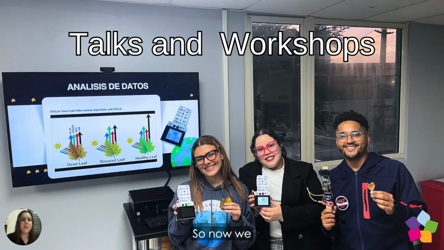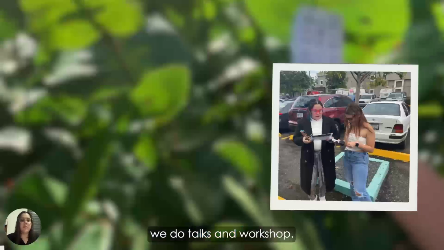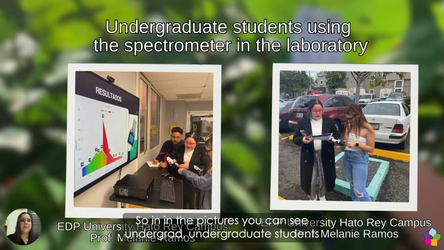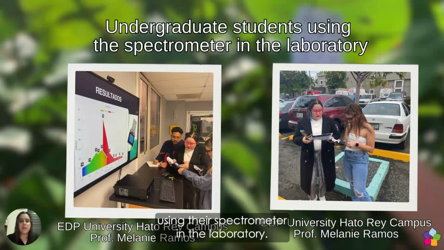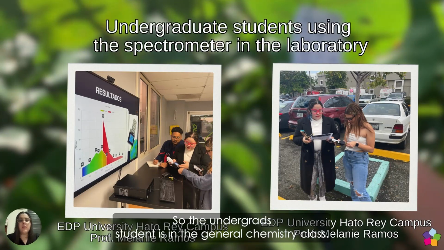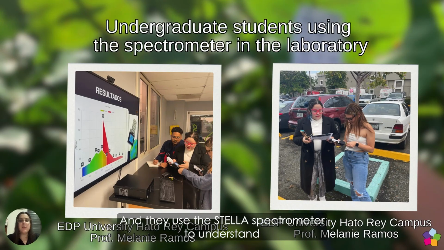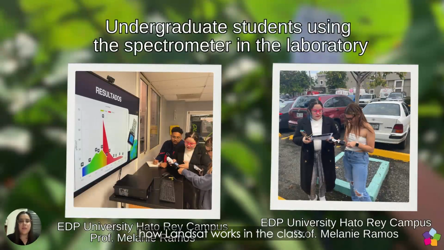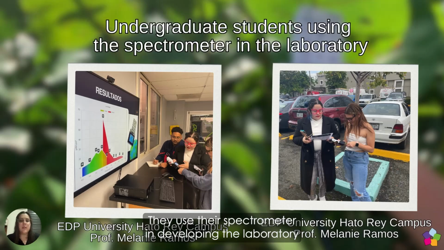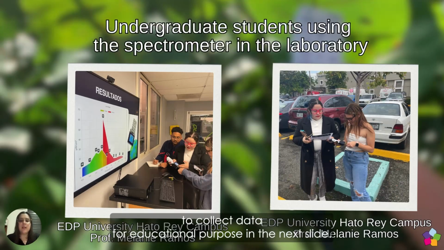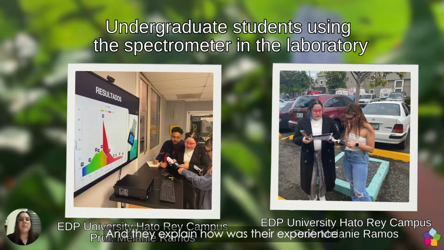Now we do talks and workshops. In the pictures, you can see undergraduate students using the spectrometer in the laboratory. Those undergraduate students are in the general chemistry class. They use the STELLA spectrometer to understand how Landsat works. In the class, they learn about Landsat and they use the spectrometer in the laboratory to collect data for educational purposes. In the next slide, they explain how their experience was using the STELLA spectrometer.